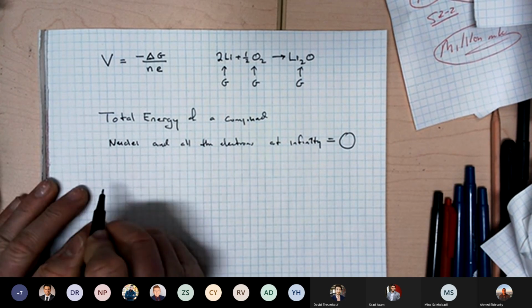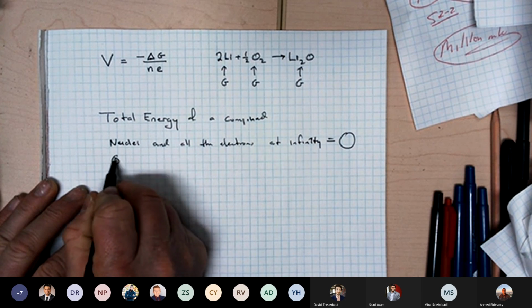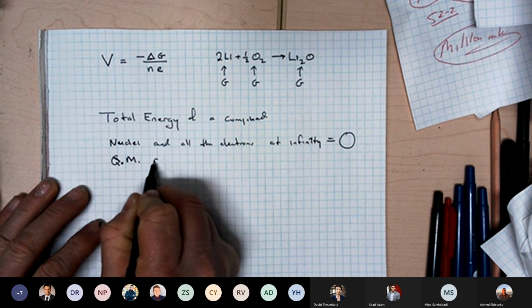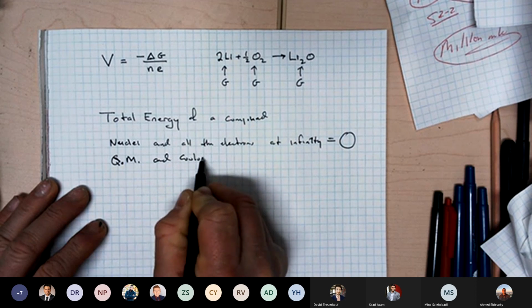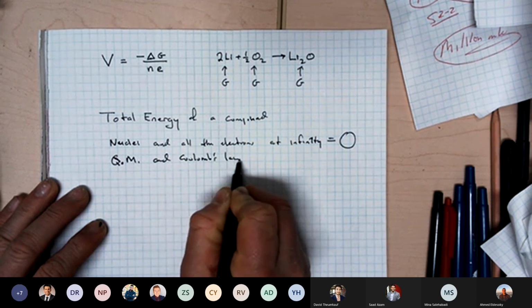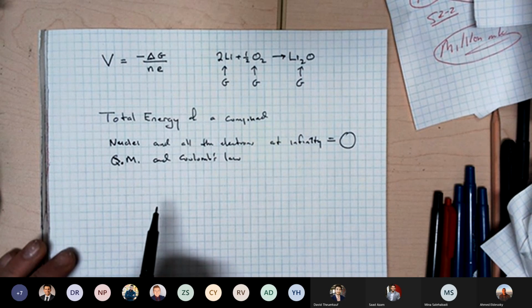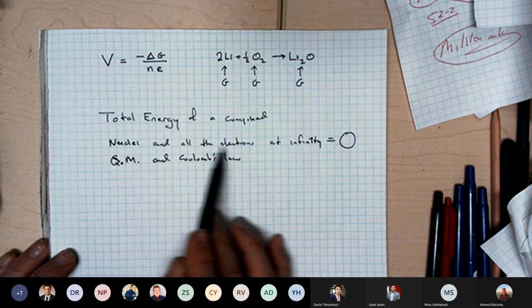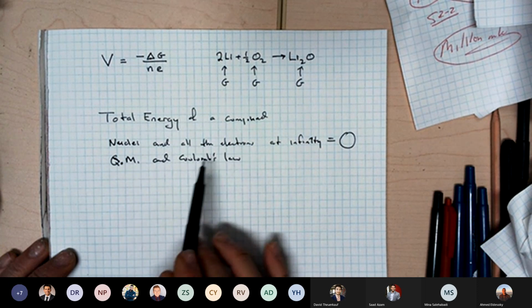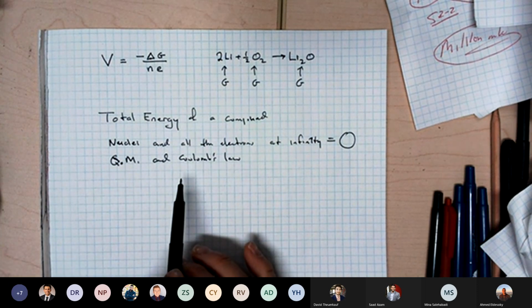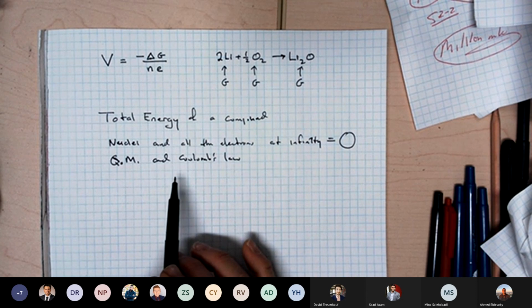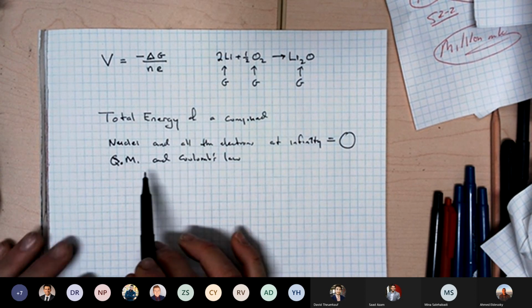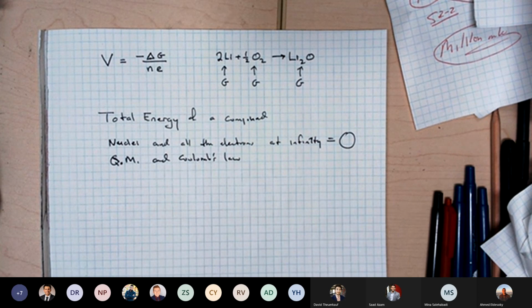So the point is, if you are using quantum mechanics and Coulomb's law, you should be able to calculate the total energy of a material. Your goal is to minimize the energy with respect to the positions and wave functions, the positions of the nuclei and the wave functions of all the electrons. So that's the goal, right? And how that's actually done is beyond the scope of this class.